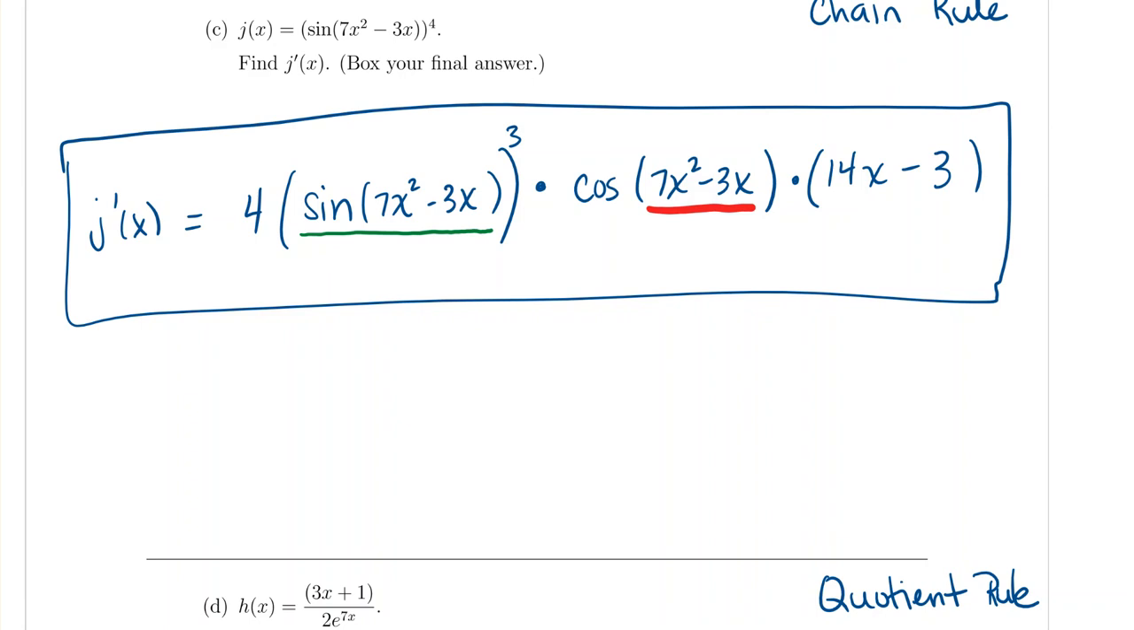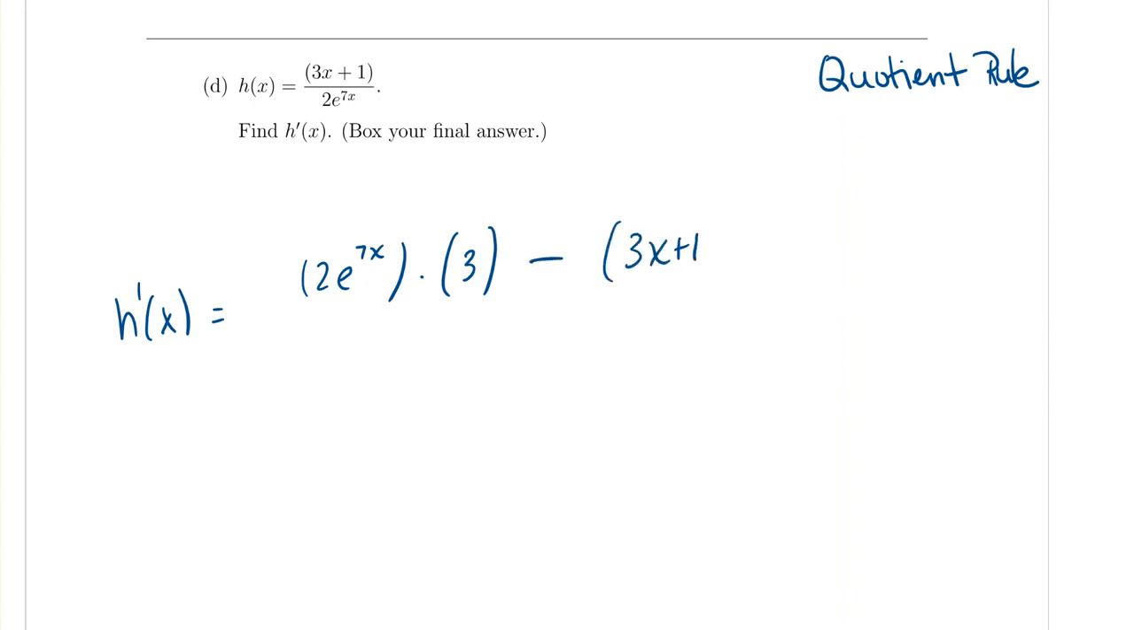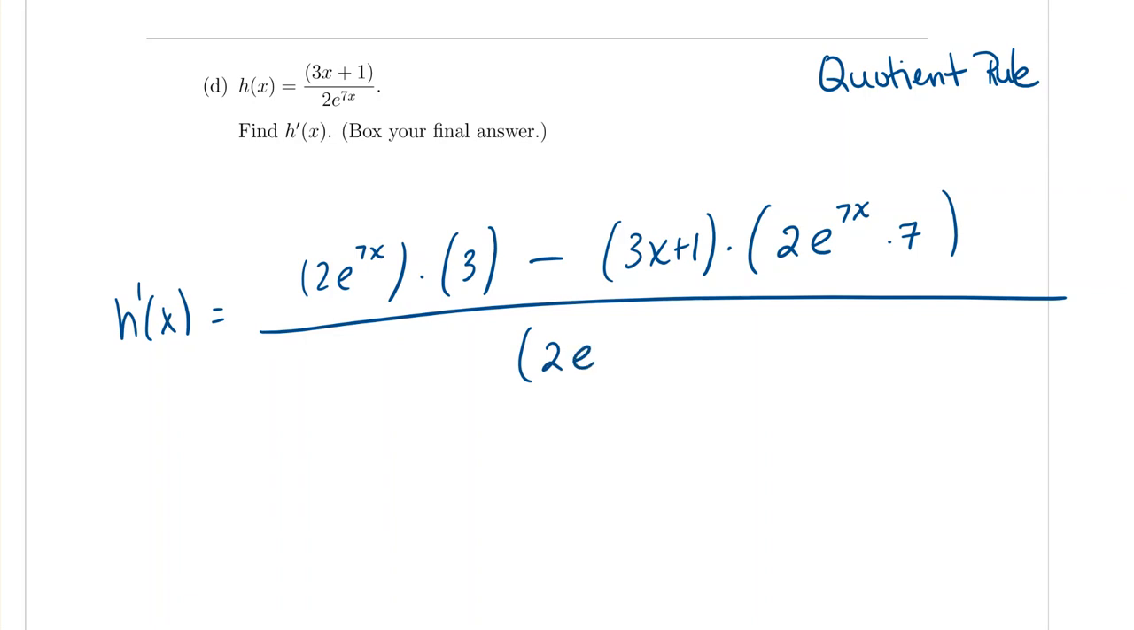Let's look at our next one. Here, this is going to use quotient rule. So we know it's going to be low times the derivative of high minus high times the derivative of low, all over low squared.